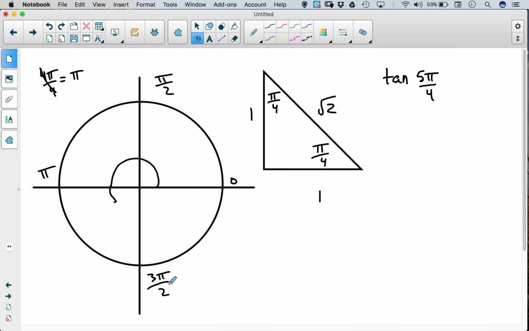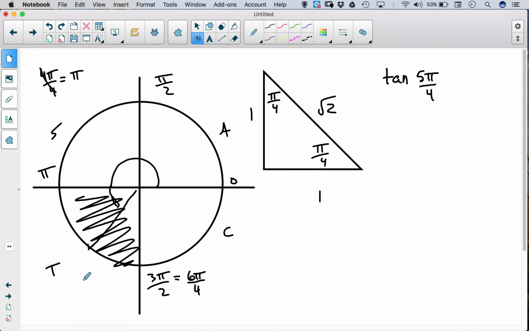Another way to remember this too, if you're thinking of 3 pi over 2, multiply both the top and bottom by 2, so you get 6 pi over 4. 5 pi over 4 isn't quite 6 pi over 4, so this angle is going to live inside of here. Okay, so that means that we're in the tan quadrant. Remember CAST? I didn't label it this time, but we should get in the habit. And tan is going to be positive. Tan's the only thing that's positive there. So tan of 5 pi over 4 is going to equal some positive number.